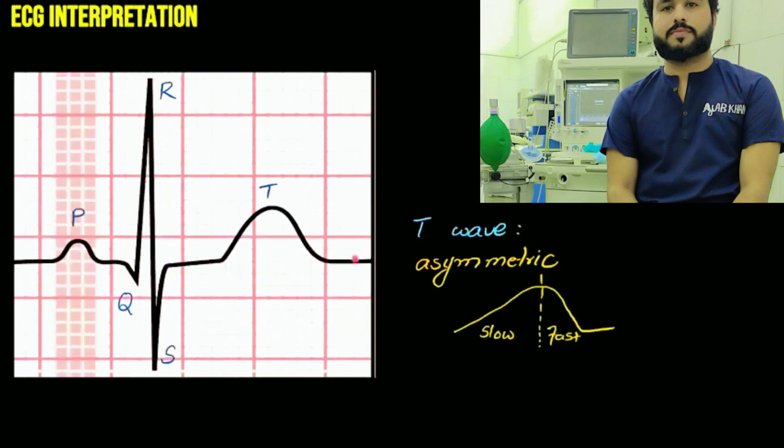Coming to T wave, remember, T wave should be asymmetrical. A normal T wave is asymmetrical, where there is a slow rise and a fast fall. A symmetrical T wave is not normal. A symmetrical T wave can be seen in ischemia. A symmetrical T wave can be seen in head injury, in electrolyte abnormalities. Symmetrical T wave is abnormal.